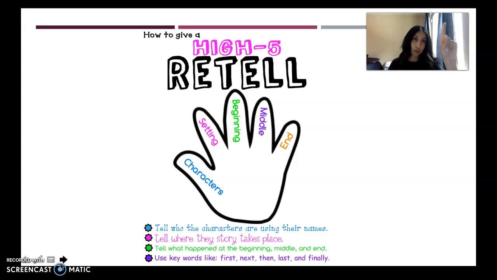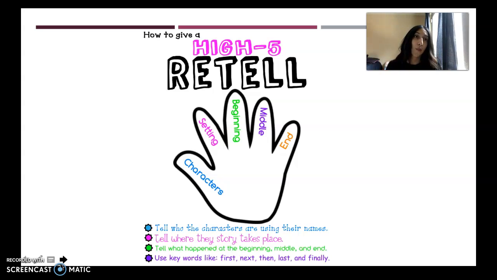And then we're going to use our index finger, the one that we use when we point when we're reading. And we're going to think about the setting. So where is the story taking place? Where are they at? Are they at the beach? Are they in a house? Are they at the zoo? We want to think of the setting.